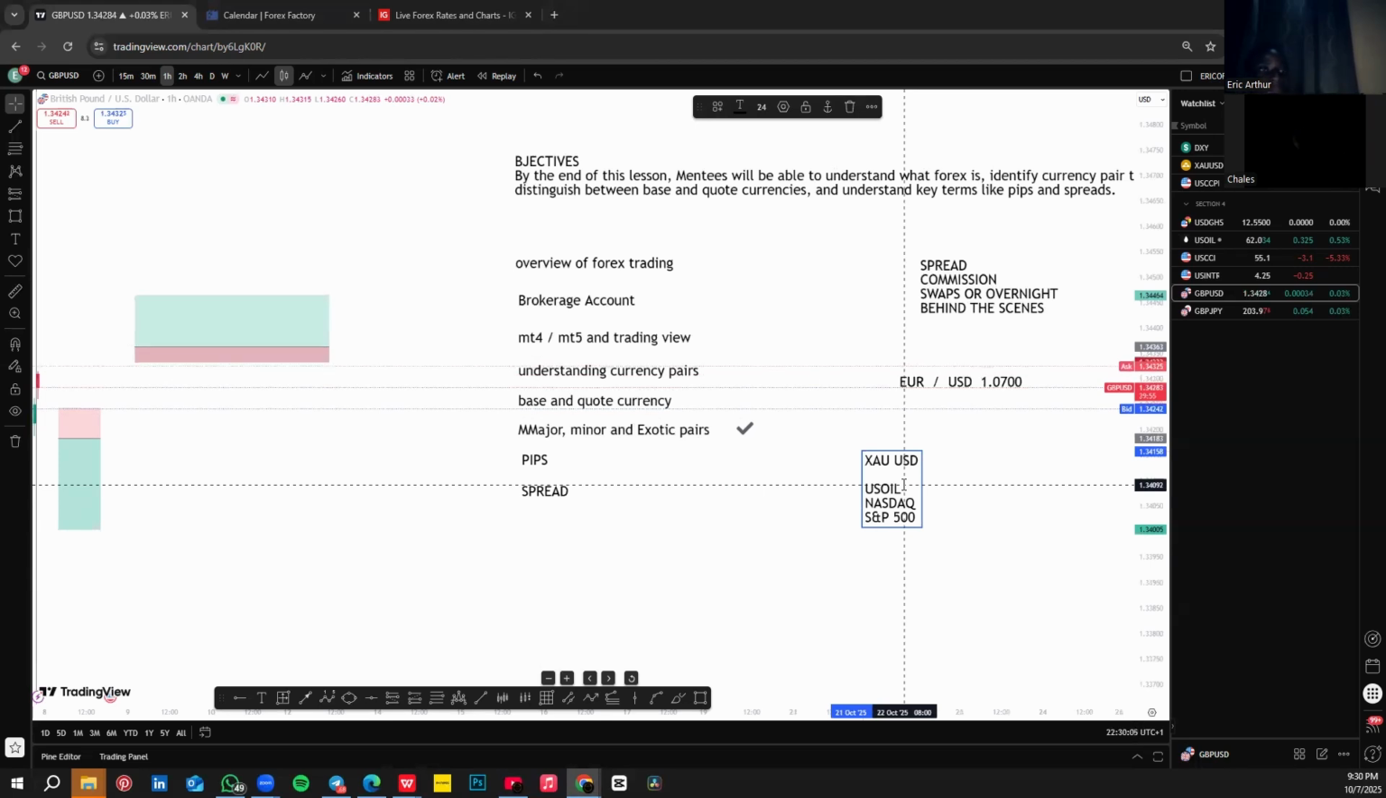But I'm now going to go for Nasdaq and then S&P 500. I'm going to backtest my strategy on that and see whether it works there too.